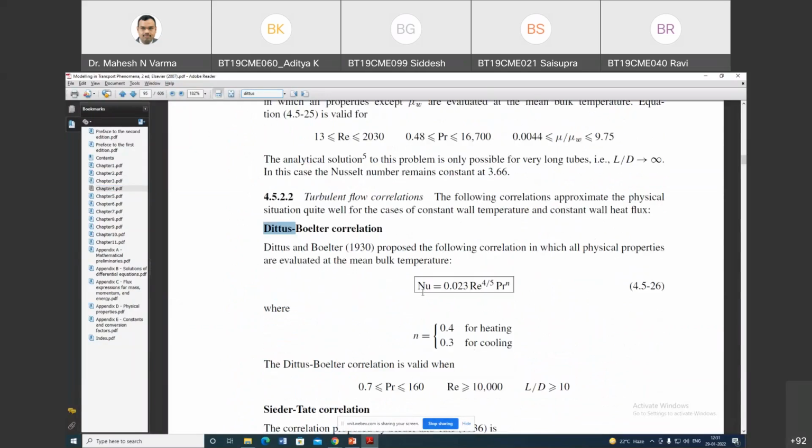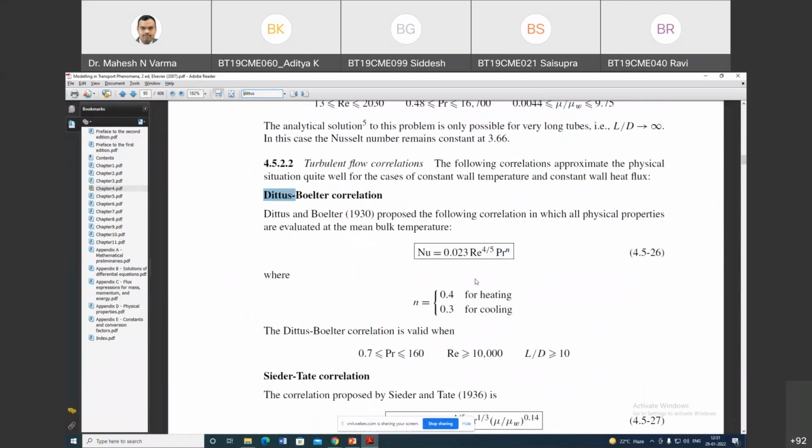So do you remember this: Nusselt number equals 0.023 into Reynolds number raised to 4 by 5, Prandtl number raised to n. So n equals 0.4 for heating, n equals 0.3 for cooling. So I cannot use this equation anywhere. Where is it true?